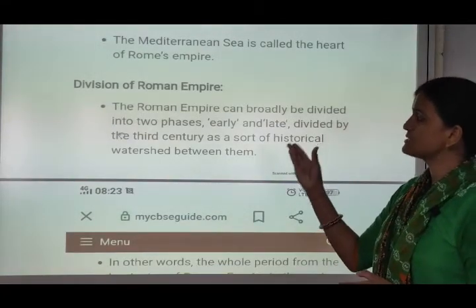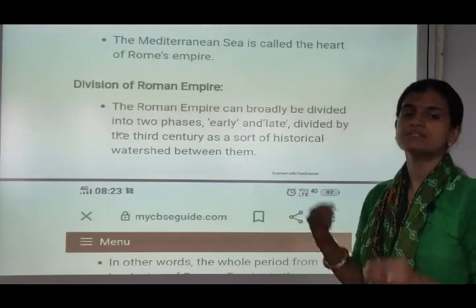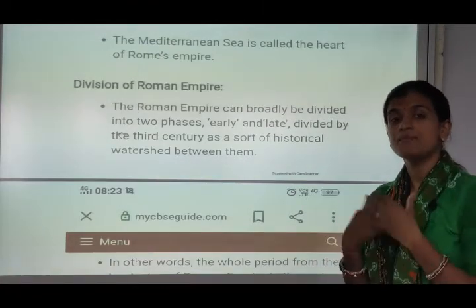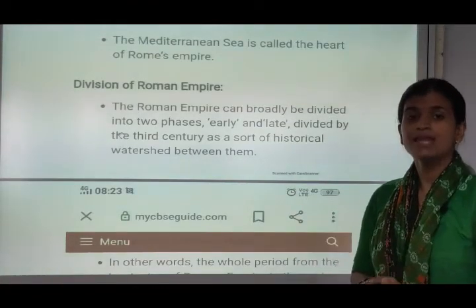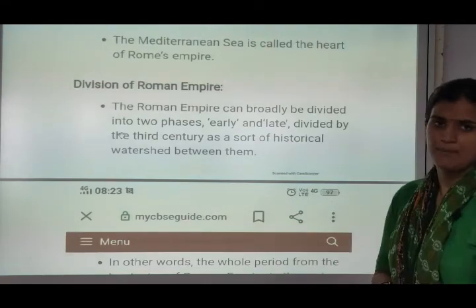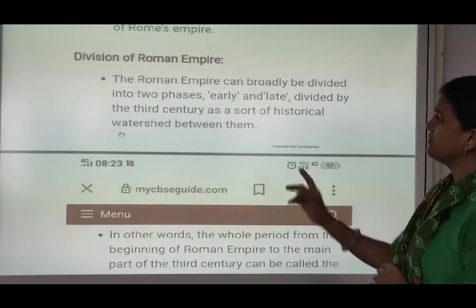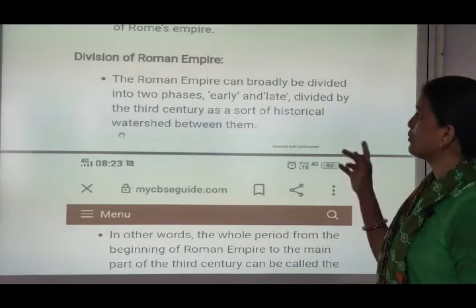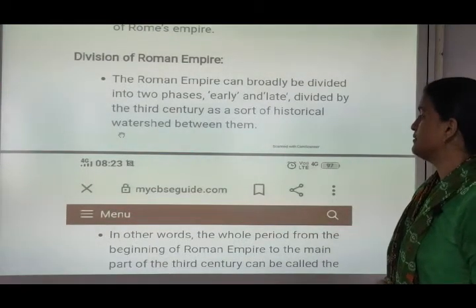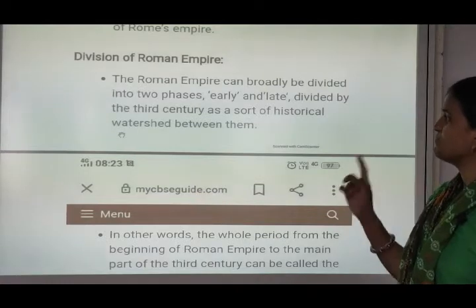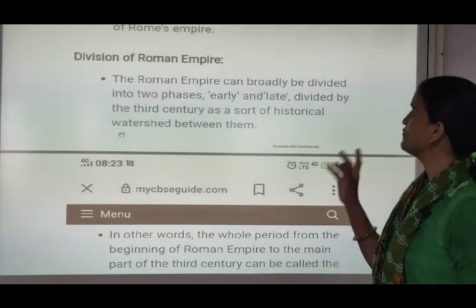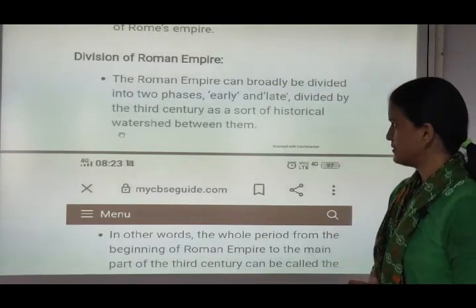Now, we studied the boundaries, and we studied the sources which tell us about the Roman Empire. Now we come to the division of the Roman Empire. What was the division of the Roman Empire? First, the Roman Empire can broadly be divided into two phases, early and late, divided by the 3rd century as a sort of historical watershed between them.